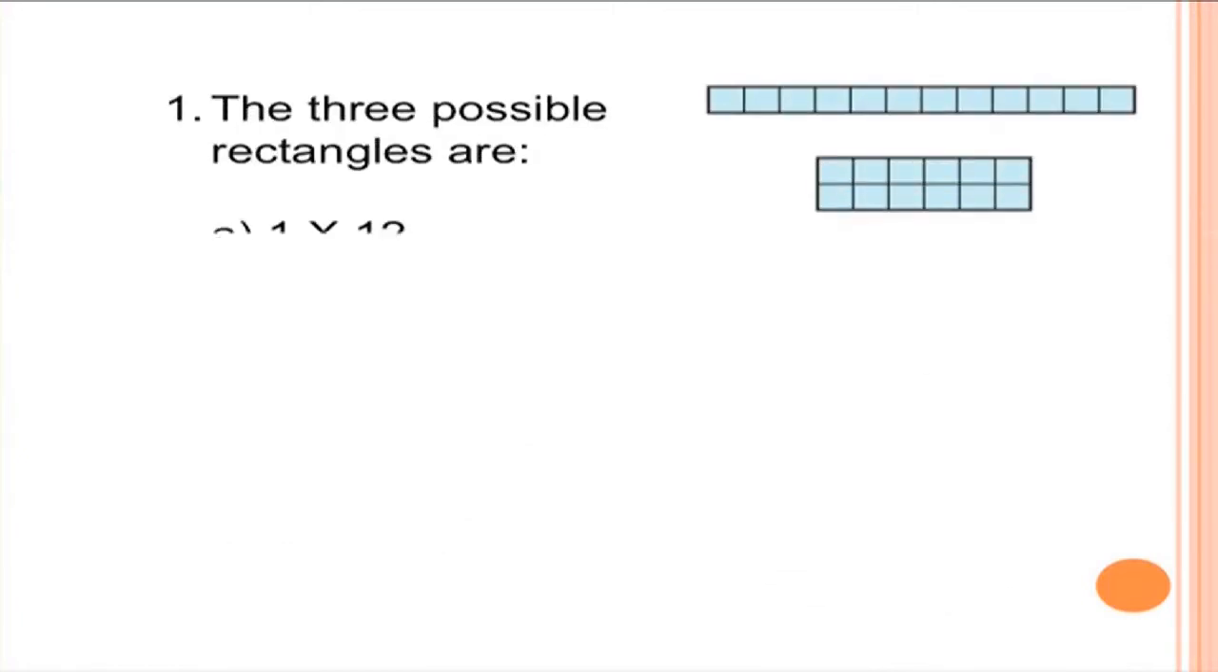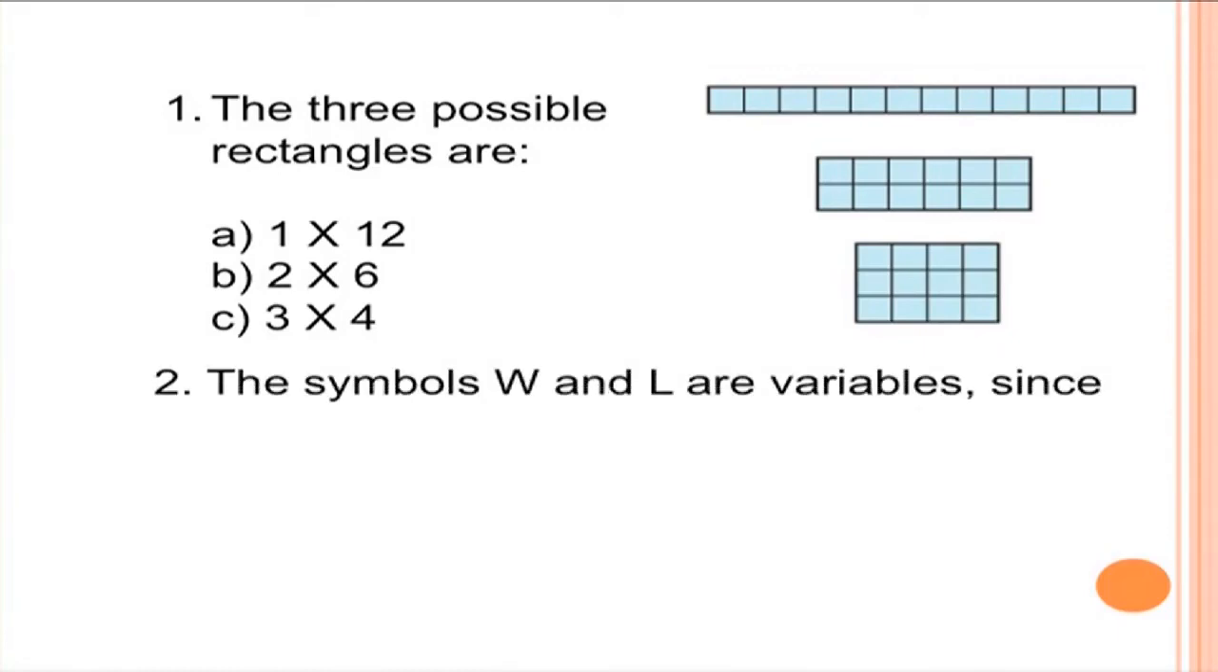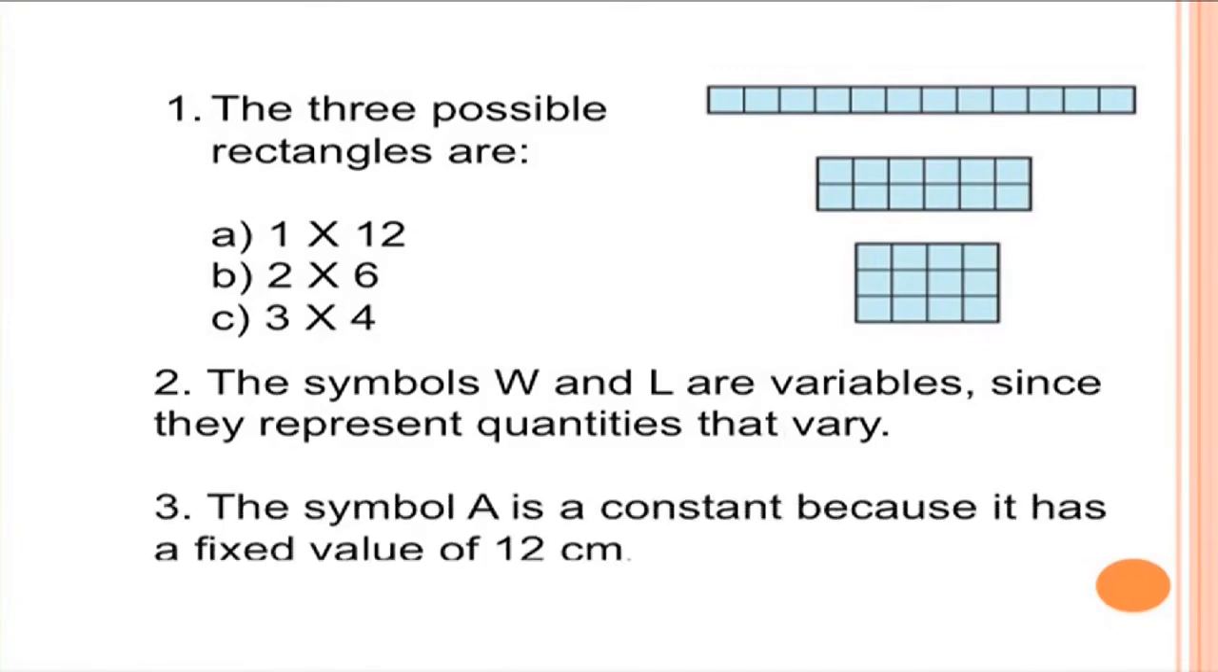Now the 3 possible rectangles are 1 by 12, that is width is 1 and length is 12 centimeter. Second possibility is 2 by 6, that is width is 2 centimeter and length is 6 centimeter. And the last option would be 3 by 4, that is width is 3 centimeter and length is 4 centimeter. The symbols W and L are variables since they represent quantities that vary. The symbol A is a constant because it has a fixed value of 12 square centimeter.